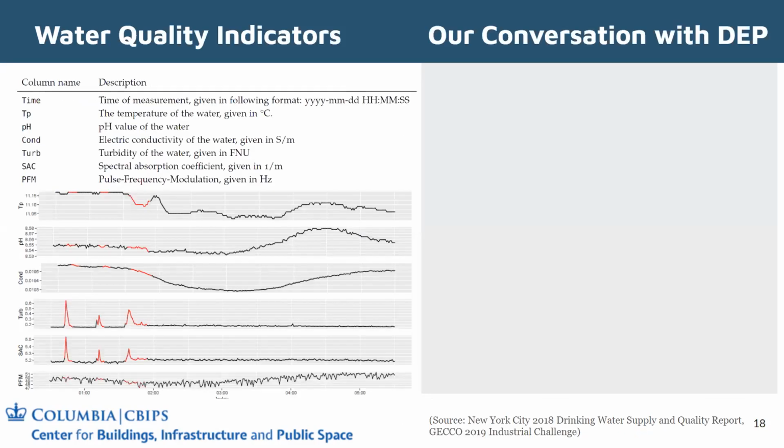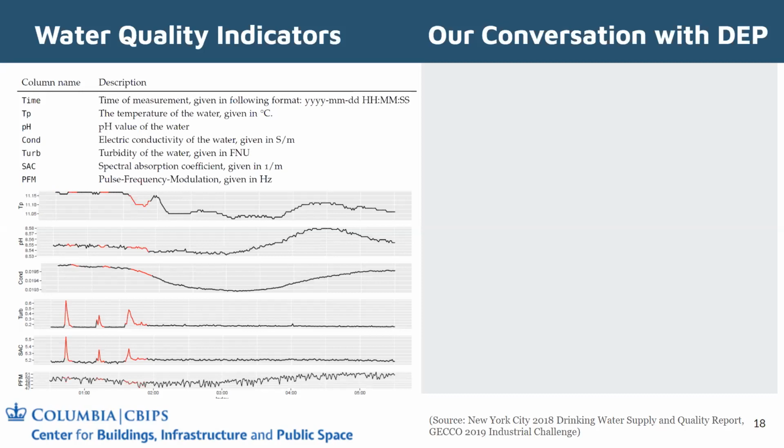Next one. As you know, there are many parameters related to water quality. We can assume them as indicators. In our data set, which Honan just introduced, we have temperature, pH, conductivity, turbidity, SAC, and PFM. An event, for instance, can occur as a fluctuation, and in this plot several events are marked in red.